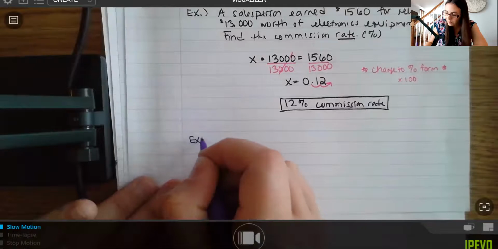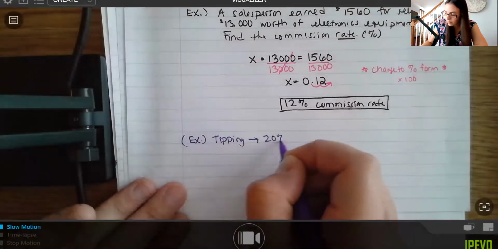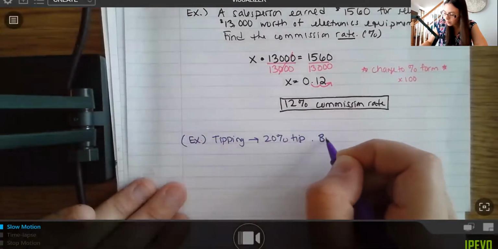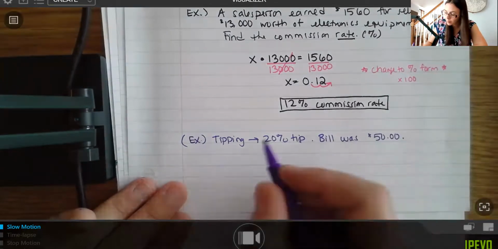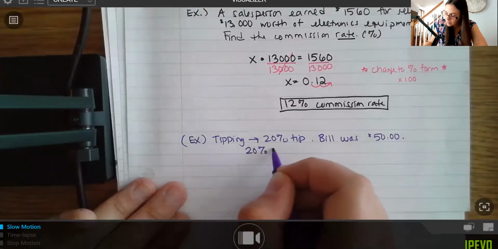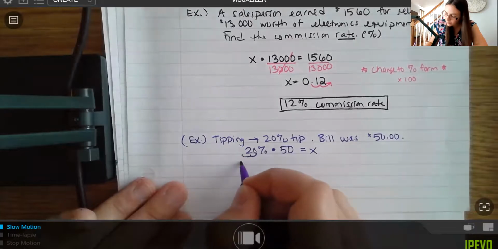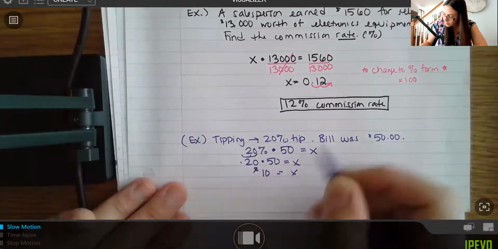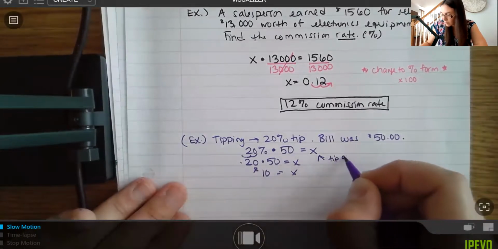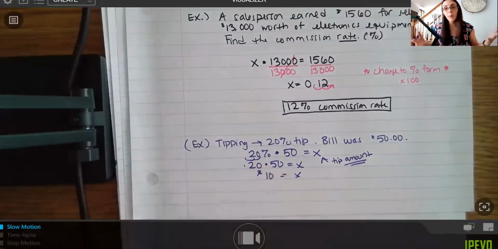So again, it's not quite commission, but let's say you're tipping and you want to leave a 20% tip and your bill was $50. I'm just going to keep the numbers easy for a second. It's still the same sort of idea here. So that percent, that rate is 20%, and your total bill is $50. So when you multiply those together, you get your tip amount.